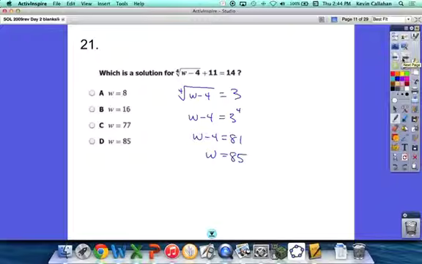Again, this one we did have to take a step to isolate, so we subtract 11. And then how do you undo a 4th root? You raise to the 4th power, right? So 3 to the 4th is 81, so 81 plus 4 is 85.